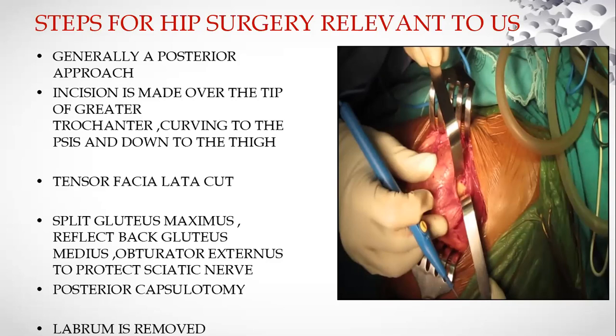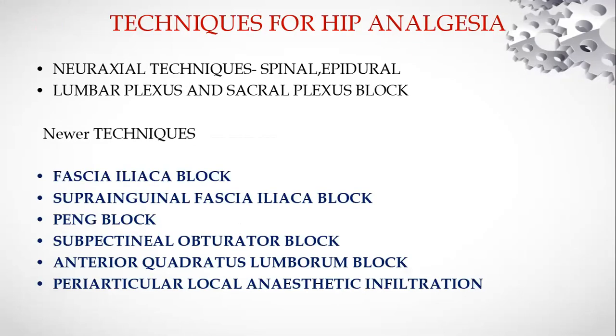But certain surgeons avoid infiltrating subcutaneously, and the belief that they have is that it can cause skin necrosis. I'm not very sure about the reason for it, but this is the periarticular infiltration which is followed. So around 20 to 30 ml of generally 0.25% bupivacaine they take for periarticular infiltration. So now the rest of the techniques for the hip analgesia.